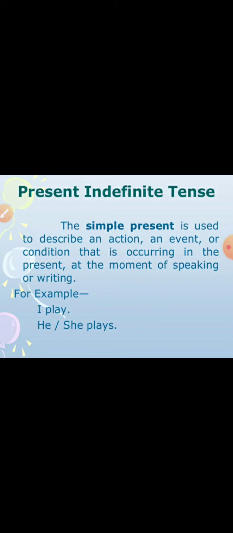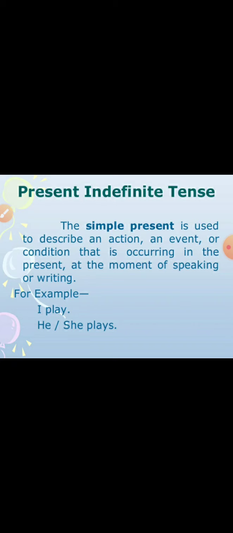It is used to describe an action, an event, or condition that is occurring in the present at the moment of speaking or writing. प्रेजेंट इंडेफिनिट टेंस का काम होता है कोई ऐसा एक्शन दिखाना जो नॉर्मली होता है, जो यूजुअल बेसिस पे होता है, या ये एक फैक्ट को भी रिप्रेजेंट करता है जो फैक्ट कभी चेंज नहीं हो सकता.